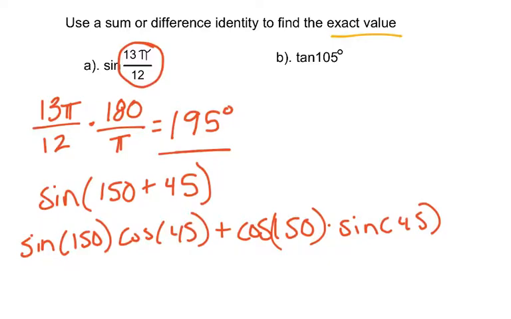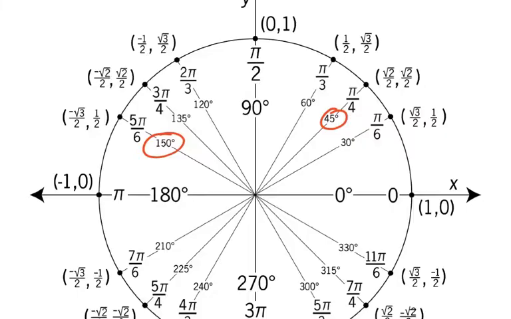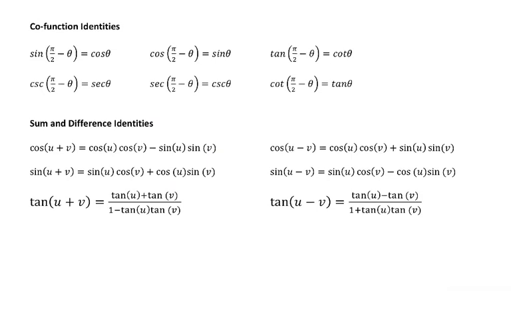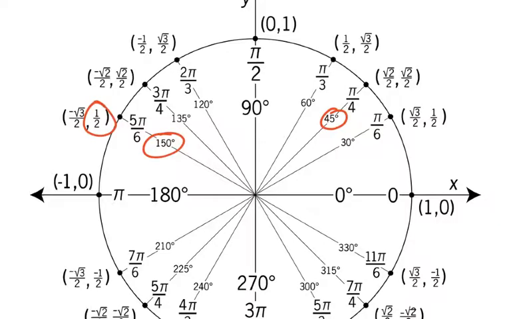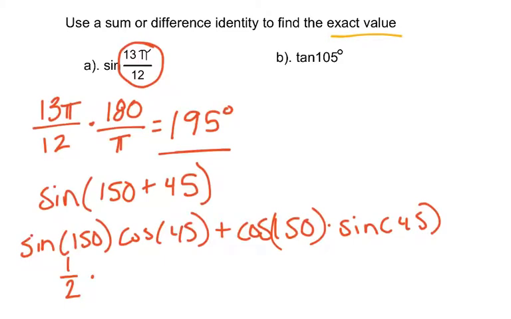So I need sine of 150. So going back to your unit circle, sine of 150 is the x value. So that's half. And then we have cosine of 45. So cosine of 45 is the x value, so that's square root of 2 over 2.